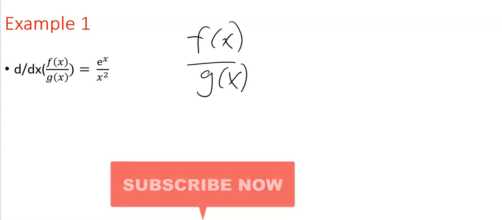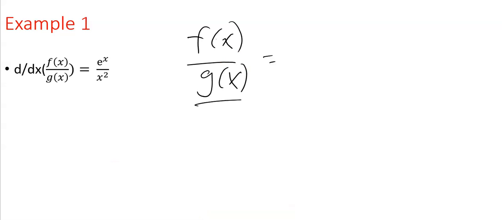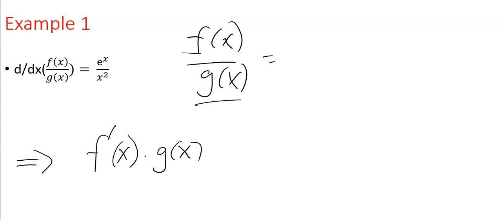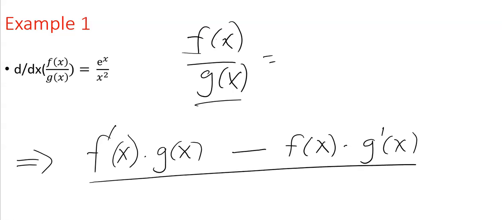The quotient rule is used when you have a function divided by another function. So in this case, we have f of x divided by g of x. The rule is you take the derivative of the first function, f prime of x, then multiply with the second function, keeping it constant, and then subtract that from, this time, keep the first function constant, and then multiply by the derivative of the second function. Then divide all of that by the square of the function in the denominator.